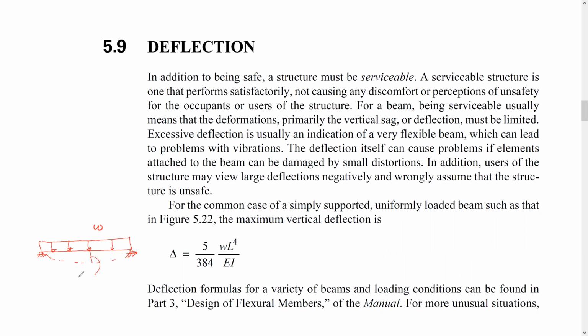So the maximum deflection for this case is equal to 5WL to the power 4 divided by 384 EI. So this is the maximum deflection which happens here at the mid. Okay. And we can get this in different ways. I think all of you passed the structural analysis 2 class, or structures 1, so you will be able to find the deflection by different methods.